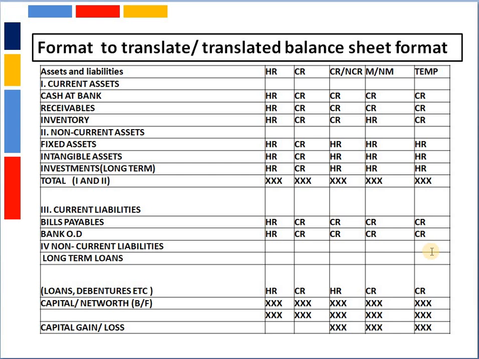After recording the items of current liabilities, now come to the non-current liabilities. You have long-term loans. Long-term loans includes loans and debentures. So, under historical rate method, long-term loans is recorded at the historical rate. Under current rate method, it is recorded at the current rate. Under CR/NCR method, long-term loans is recorded at the historical rate. Under MNM method, it is recorded at the current rate. Under temporal method, it is recorded at the current rate.